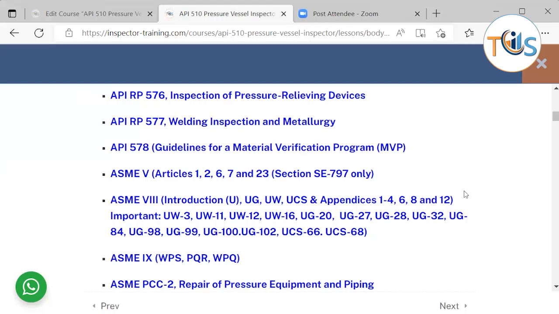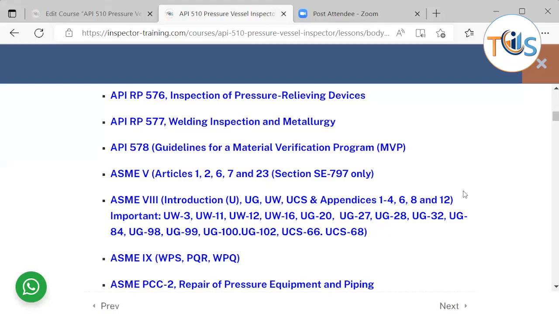578, the material verification program, famously known as positive material identification. You should know the very basics, the types of tests that are being done, and the program. So the difference between PMI and MVP: PMI, or positive material identification, is part of the program, and the program concerns the procedure, what to do in case of non-conformity, and addresses other issues such as reporting, training, recording, and so on.